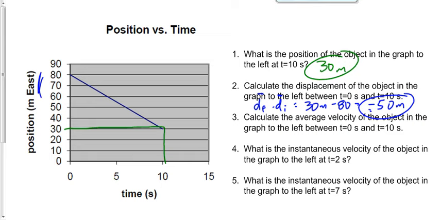It's the average velocity of the object between 0 and 10 seconds. Well, velocity can be the slope, delta y over delta x, or it can be displacement divided by time. And since we already found the displacement, let's just use that.